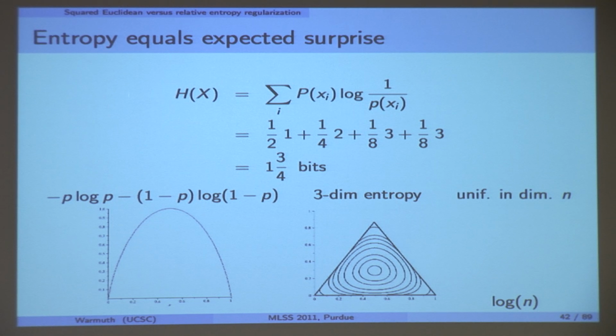Okay, so the entropy is the expected surprise: the sum of p_i log 1 over p_i. You can also put the minus outside; there are two ways of writing it. So this is your expected surprise. In this particular example, it was 1/2 times 1 bit, 1/4 times 2 bits, 1/8 times 3 bits, another 1/8 times 3 bits. You understand? So in this particular example, your surprise was 1 3/4 bits.